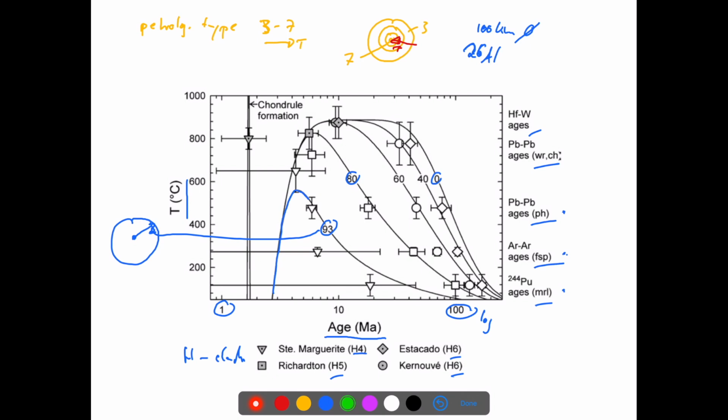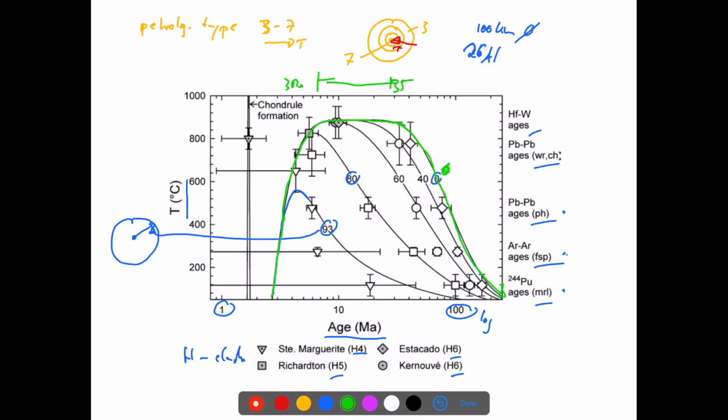So then when we look at these lines here, for example, let's take one of these lines. This one starts here at maybe something like 3 million years and goes up for a very long time. So this is the core of the parent body, the line indicated by 0. And the core, of course, stays hot for a very long time at around 900 degrees Celsius for maybe something like 30 million years here, and then it cools down again.